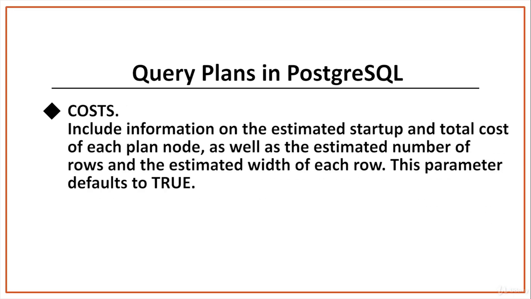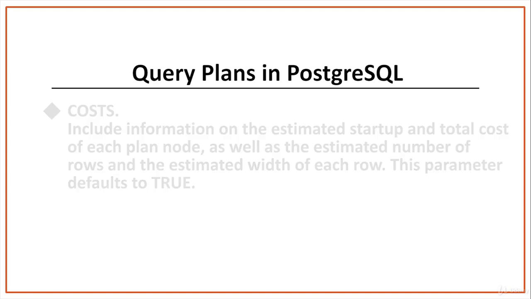COSTS. Include information on the estimated startup and total cost of each plan node, as well as the estimated number of rows and the estimated width of each row. This parameter defaults to true.